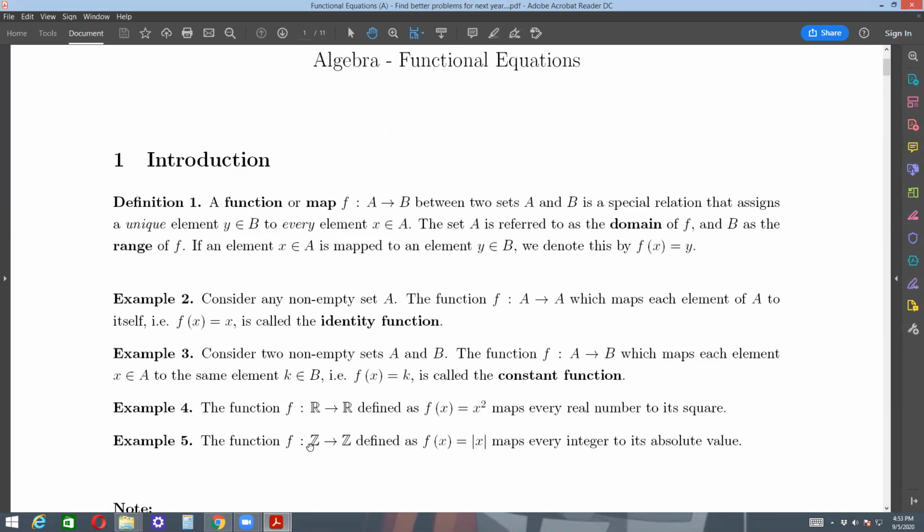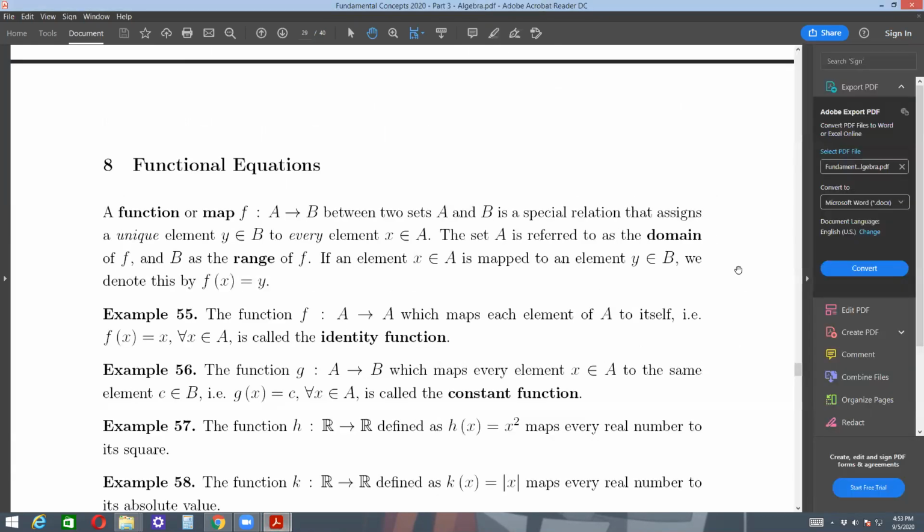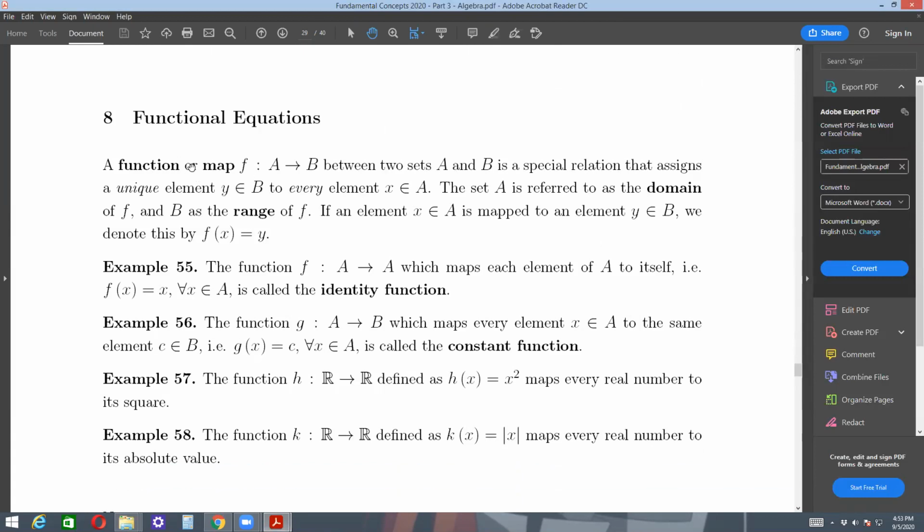Right? But let me start with the one that you've already seen. So a function or a map, a function f basically takes a domain A and maps elements in A to another domain B, right? So it's a map between the two sets A and B, and it assigns a unique element in B to every element in A, right?